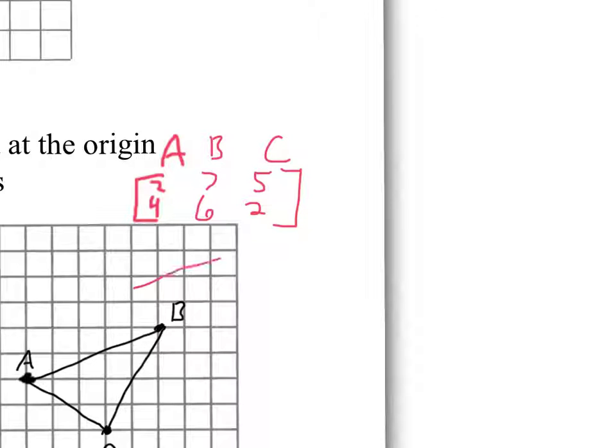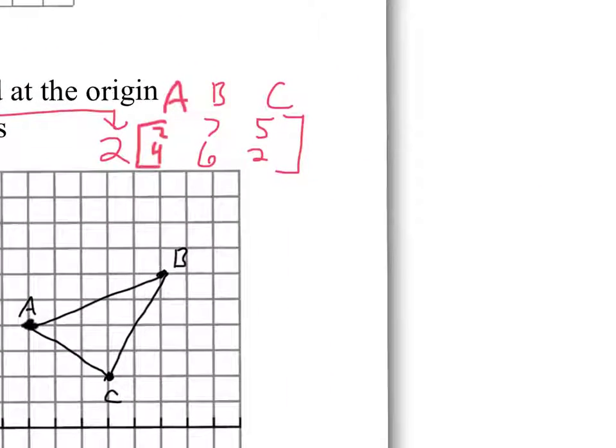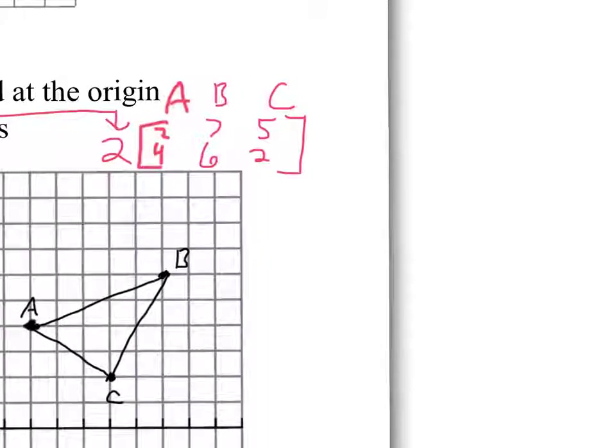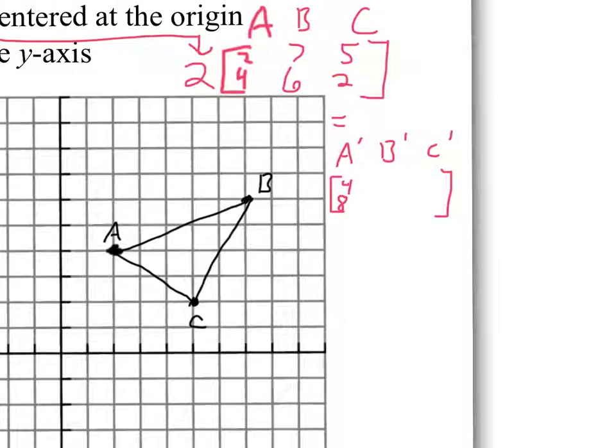And to dilate this, all you're going to do is multiply by the scale factor as a scalar. So you're going to take that 2 and just put it out front. Just like we did earlier in the packet with scalar multiplication, you're just going to multiply all of those by 2. And the answer will come out in order A prime, B prime, C prime. So for A, 2 times 2 is 4, 4 times 2 is 8. So our new coordinate, A prime, is going to be at 4, 8.